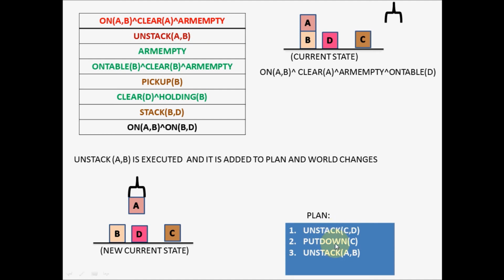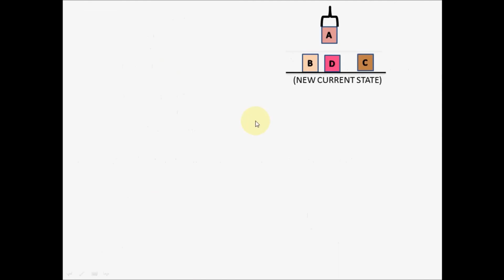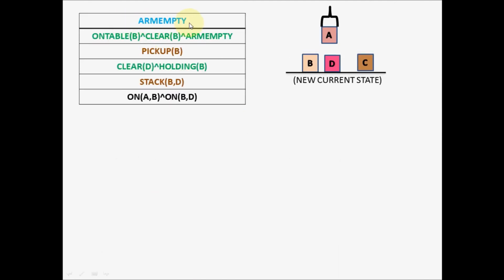These two actions were already added, and now unstack A comma B is also added to the plan as a third step. After these two things are done, unstack A comma B can be successfully removed from the stack to reveal the next topmost element, that will be arm empty. So from now onwards we will be considering this as the new current state. Arm empty is now the next topmost element of the stack, and this is the new current world.